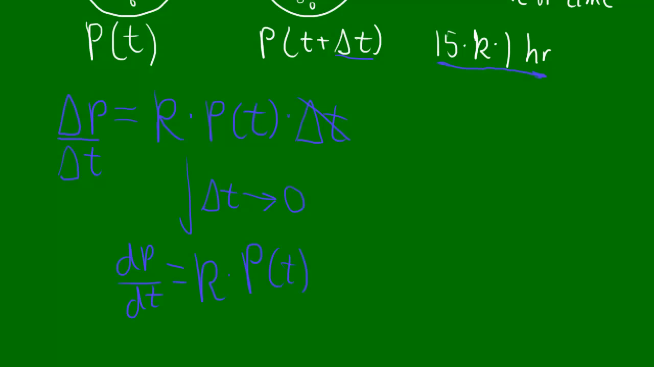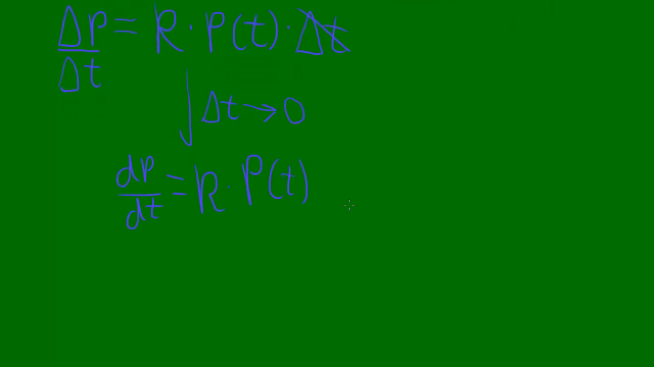And now if you're familiar with a differential equation like this from single variable calculus, this is something you can solve using separation of variables, which means that we try to get all of the p's on one side and everything with the t on the other side. So in this case we divide both sides by p of t and multiply both sides by dt. So we end up with dp over p, no longer writing the of t, I'll just get rid of that for convenience. That equals k dt.